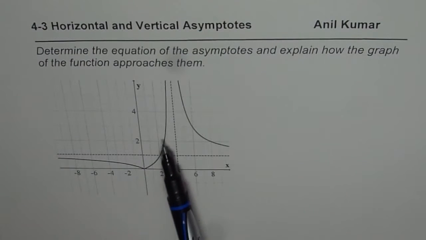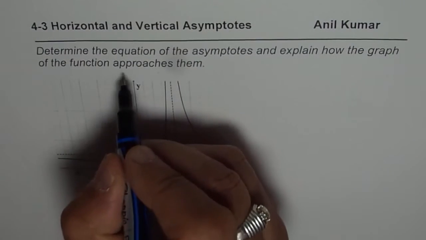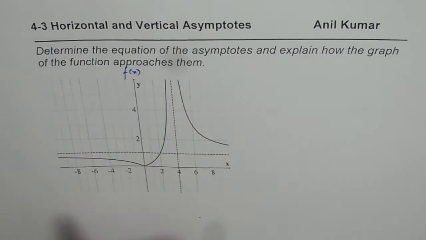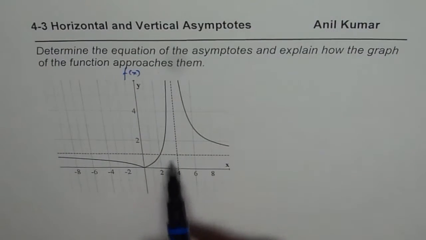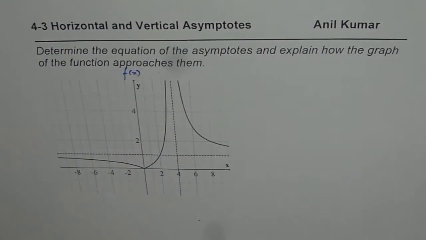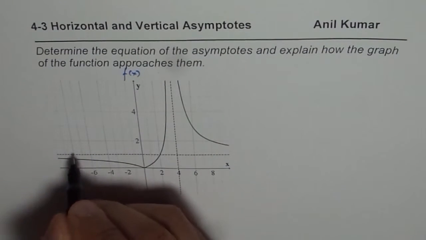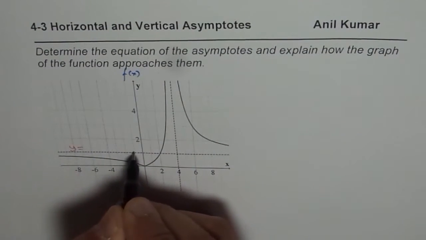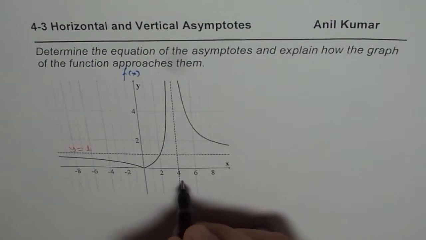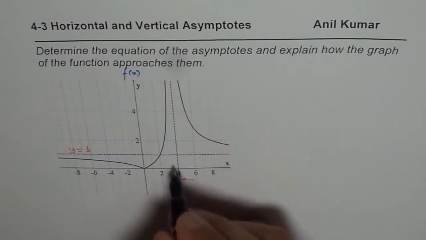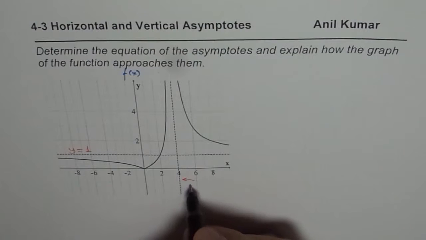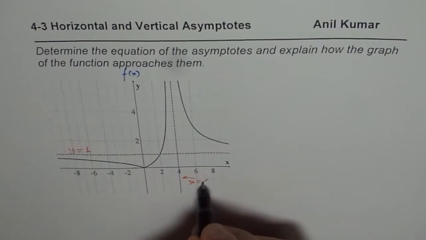So that is the solid line which represents the function. Let me call this function f of x. And these dotted lines are our asymptotes. The horizontal line is the horizontal asymptote. We can write its equation as y equals 1. The vertical line is the vertical asymptote, which is x equals 4, right?